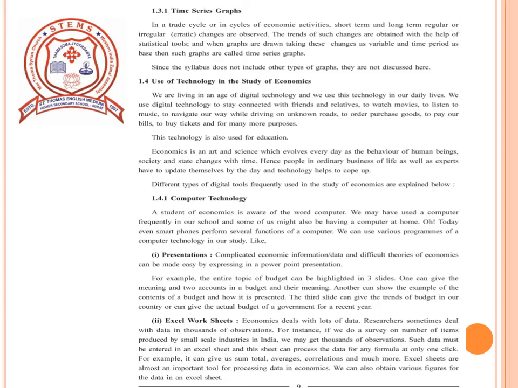So all the features which a computer has, the smartphone also possesses. Now we can use various programs of computer technology in our study. Like, the first one is presentation.